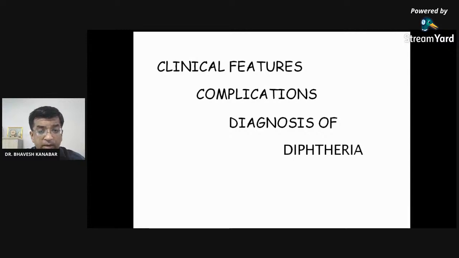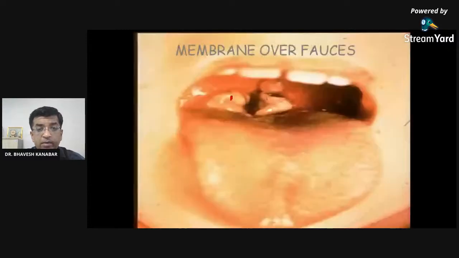So you can see membrane formation here. Membrane is there, grayish yellow membrane, yellowish membrane is there. Again, you can see membrane over the tonsil. Yes, over the tonsil, membrane is seen over here, right?